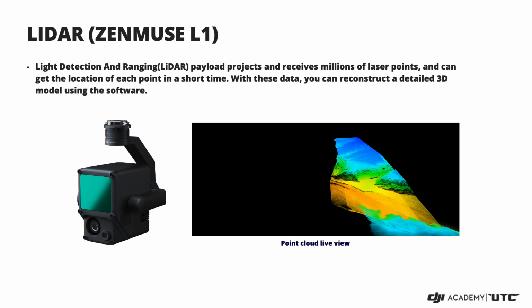ZENMUSE L1 uses LIDAR technology. It can project and receive millions of laser points in a short time. You can preview the 3D model in a controller, or use DJI Terra to construct a detailed 3D model. ZENMUSE L1 can support high accuracy and is often used in mapping and surveying applications.